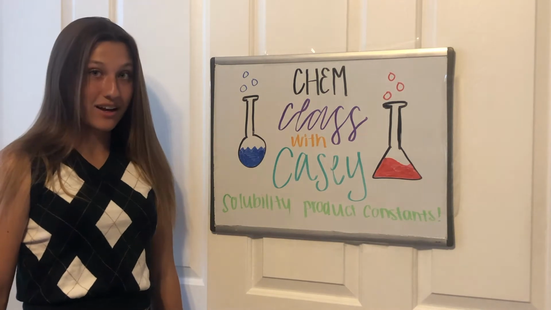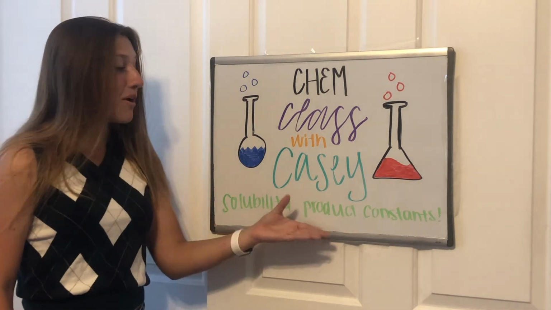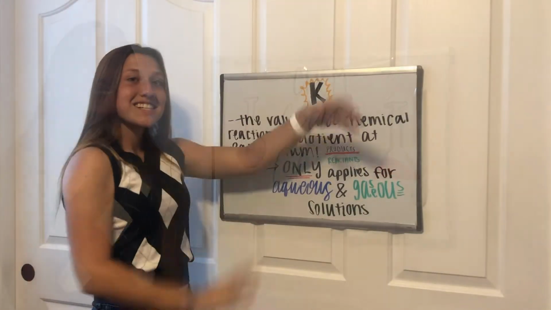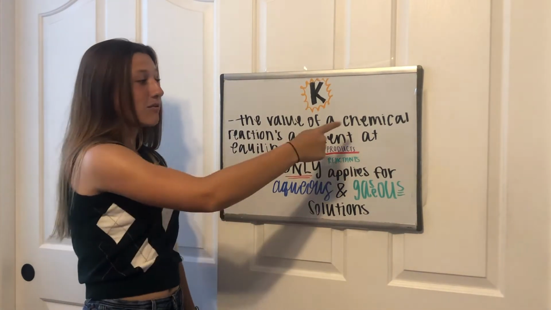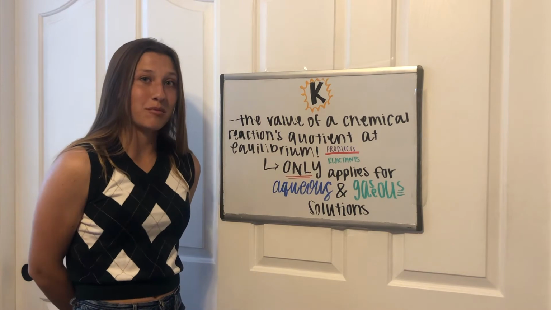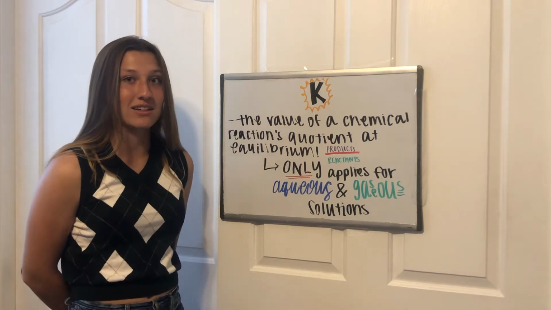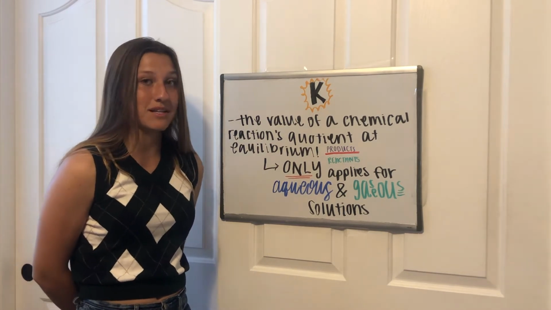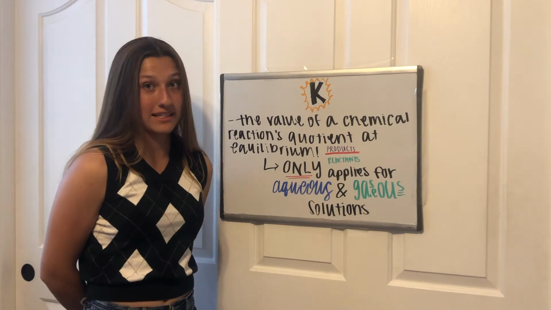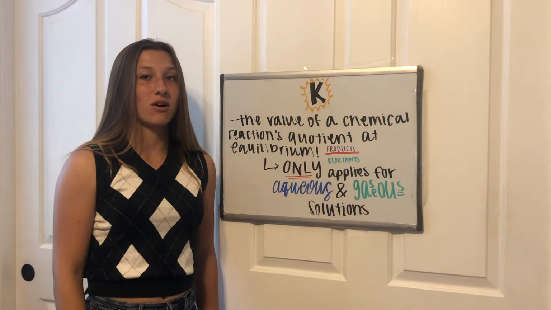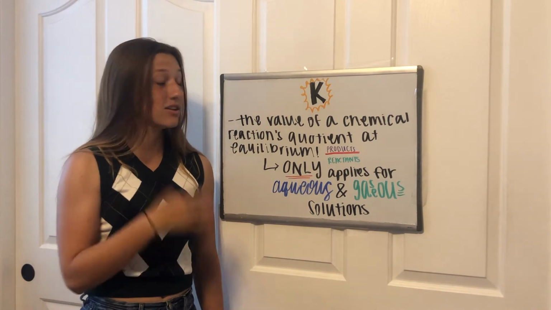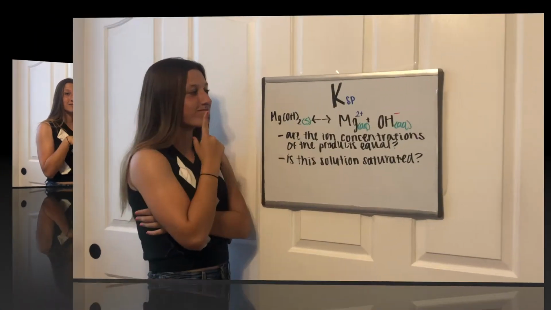Today we are going to be learning about solubility product constants. To start off, let's review what we know about the K constant. The value of a chemical reaction's quotient at equilibrium is the definition of the K constant. In other words, this can be defined as products over reactants. However, this only applies for aqueous and gaseous solutions. No liquids or solids here.